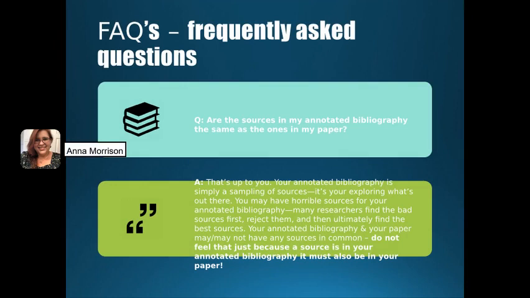One question that is frequently asked is, are the sources in my annotated bibliography the same as the ones in my paper? Well, it's up to you. It's a sampling of what you have so far. You might even end up getting more. You might find out that the sources you thought were wonderful are not so wonderful. That's fine. Just because it's in your annotated bibliography does not mean it has to be in your paper.